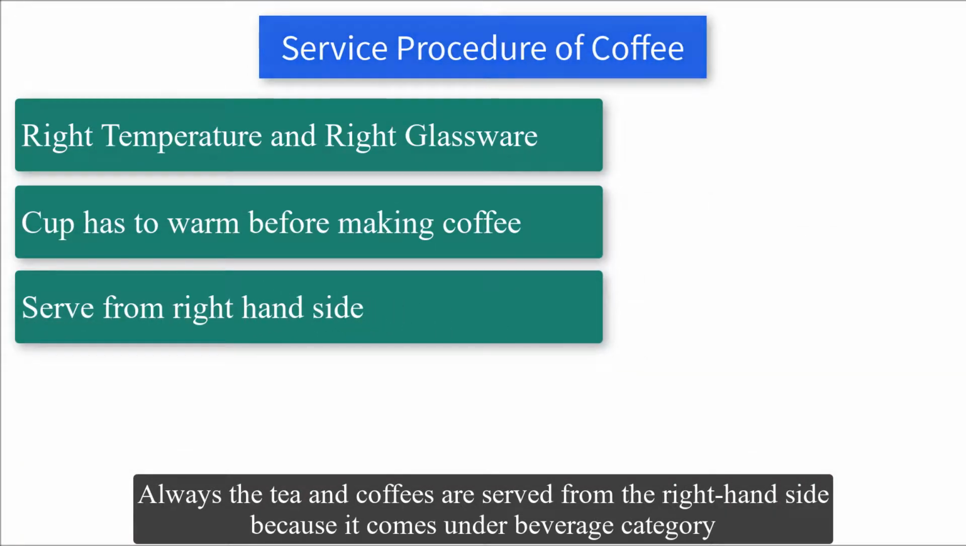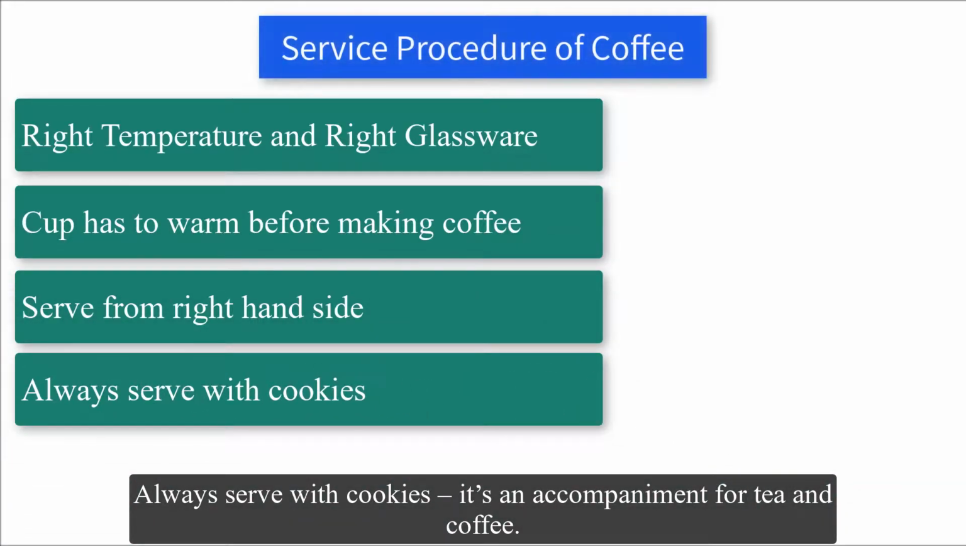Always, tea and coffees are served from the right hand side because they come under the beverage category. And next one, always serve with cookies because it's an accompaniment for tea and coffee.